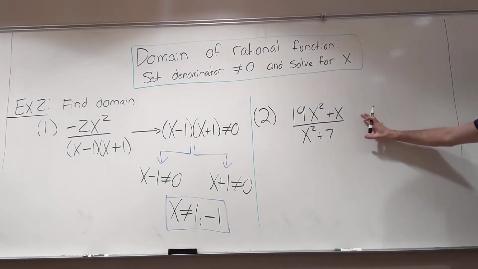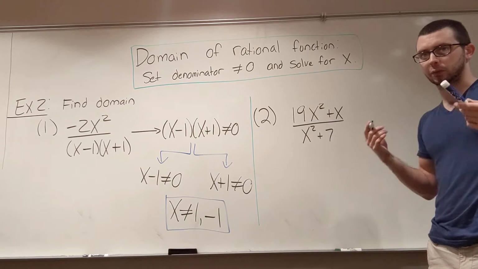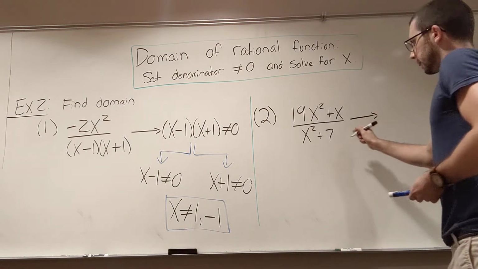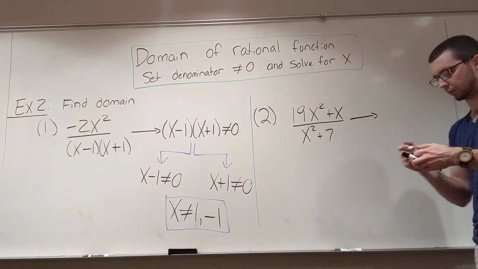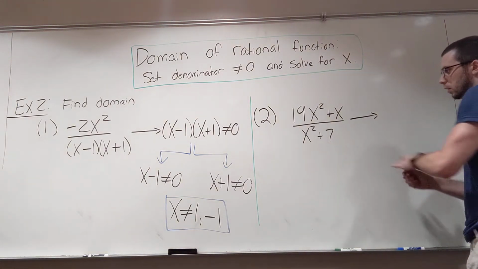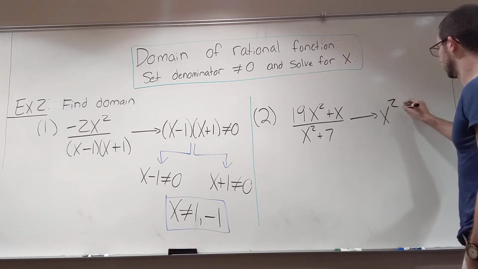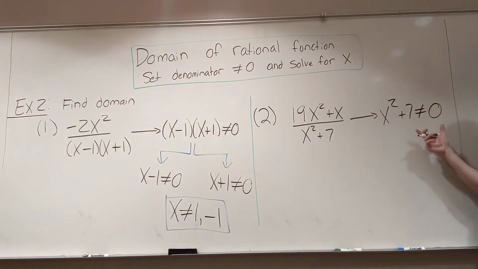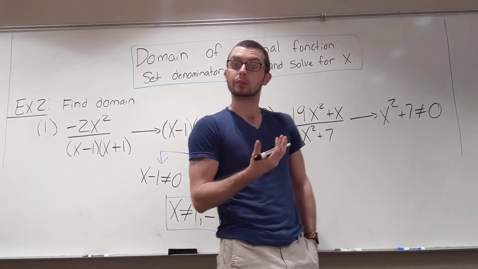So problem 2, it's the same premise. We're finding the domain of what ultimately results to be a fraction. So from this, what we end up doing is we take the denominator and we set it not equal to 0. So we set this not equal to 0. And from here, we simply solve for x.